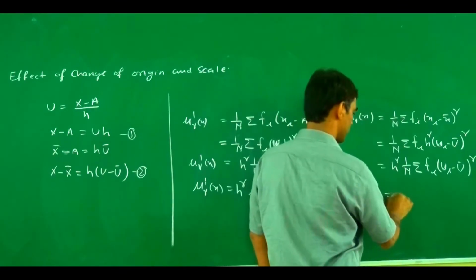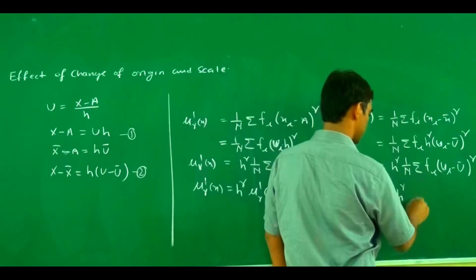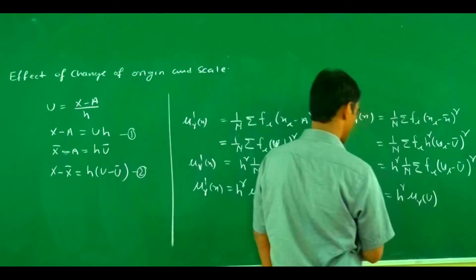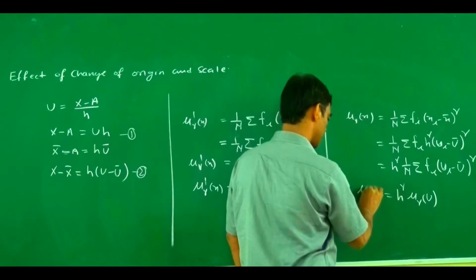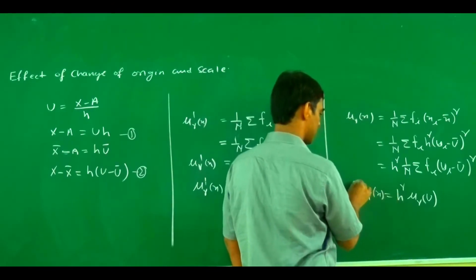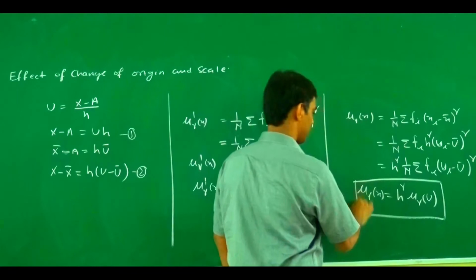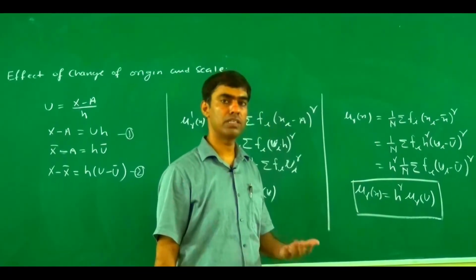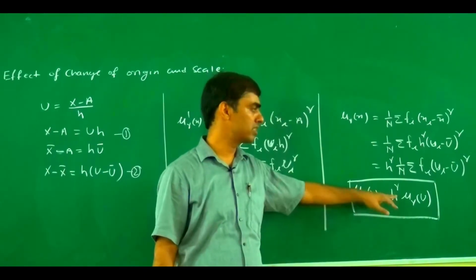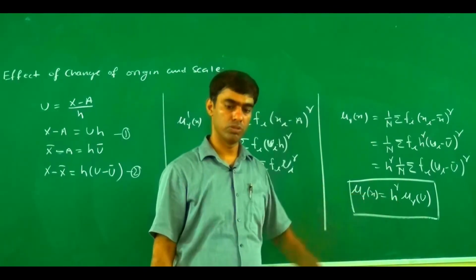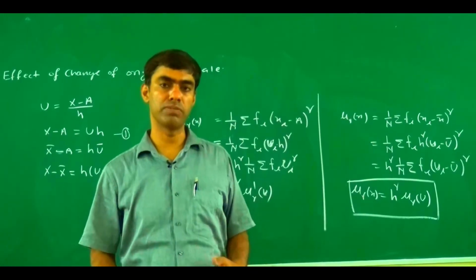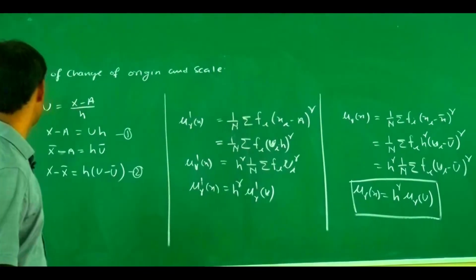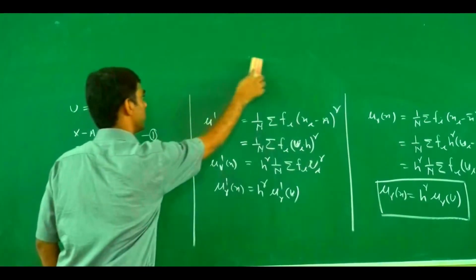So you may also write this as h to the power r times mu r in terms of u, and this one is mu r in terms of x. So you may say the moments about the mean are independent of the change of origin, but they depend on the change of scale. So this is the effect of a change of origin and scale.